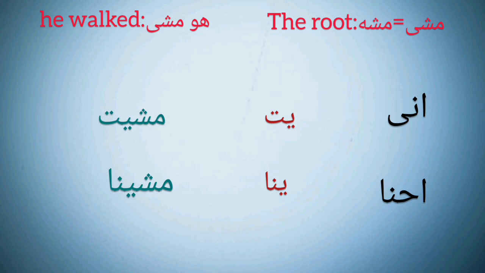For example, أنا مشيت. But for simple roots, we say أنا جبت. We add et, but here we have to add yet. أنا مشيت. I walked. But for we, we say إحنا مشينا. We walked.